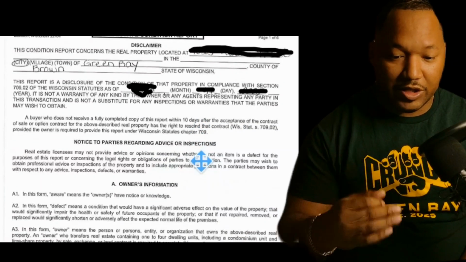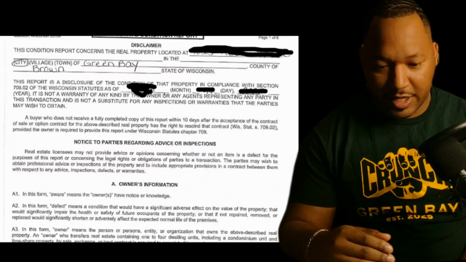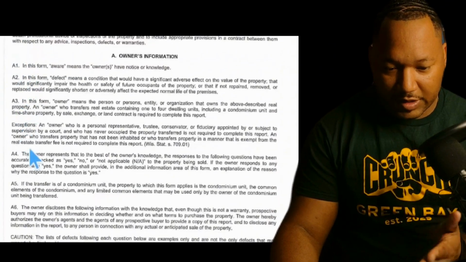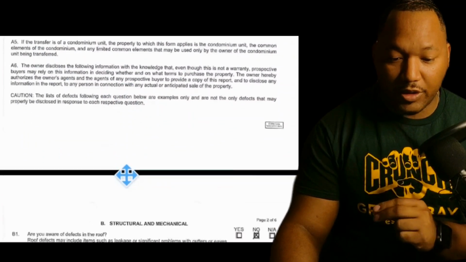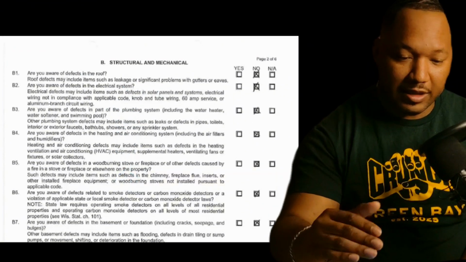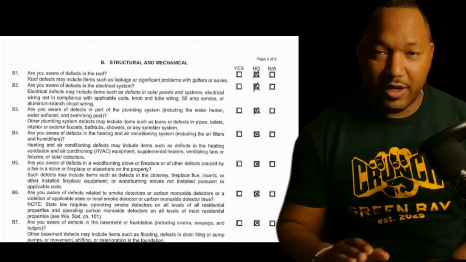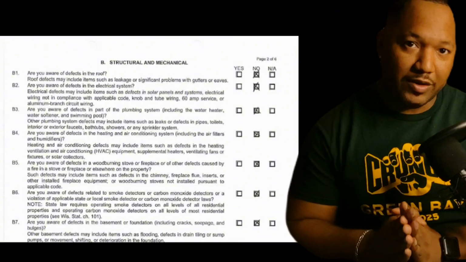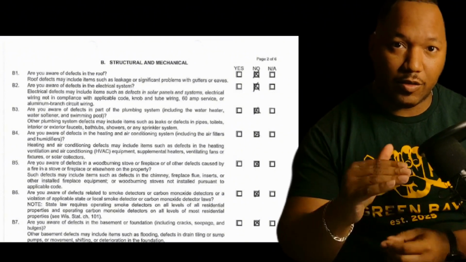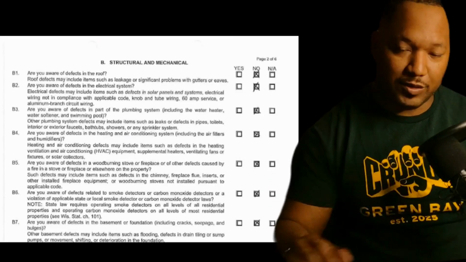This is a disclosure of the condition of the property, in compliance with Section 709.02 of the Wisconsin state statutes. Pretty much what this tells you is that, according to the seller's knowledge, there is nothing wrong in these categories. Let's go through some of the questions it's going to ask. Again, this might be different in your state or province, but I promise you need to look it up to find out exactly what needs to be in there, or what form you have available to you.